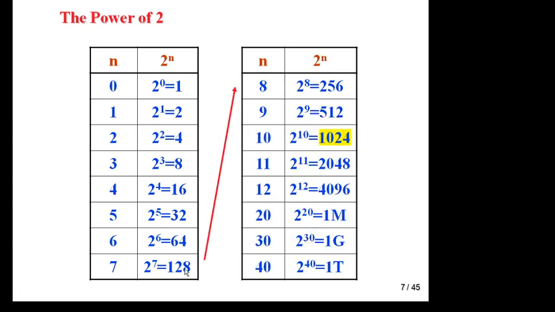Then 256, 512, 2 to the power 10, 2 to the power 11, 2 to the power 12, 2 to the power 20, 2 to the power 30, and 2 to the power 40. 2 to the power 10 is 1024. It is called 1 KB, 1 kilobyte. Okay. 2 to the power 20 is called 1 megabyte.